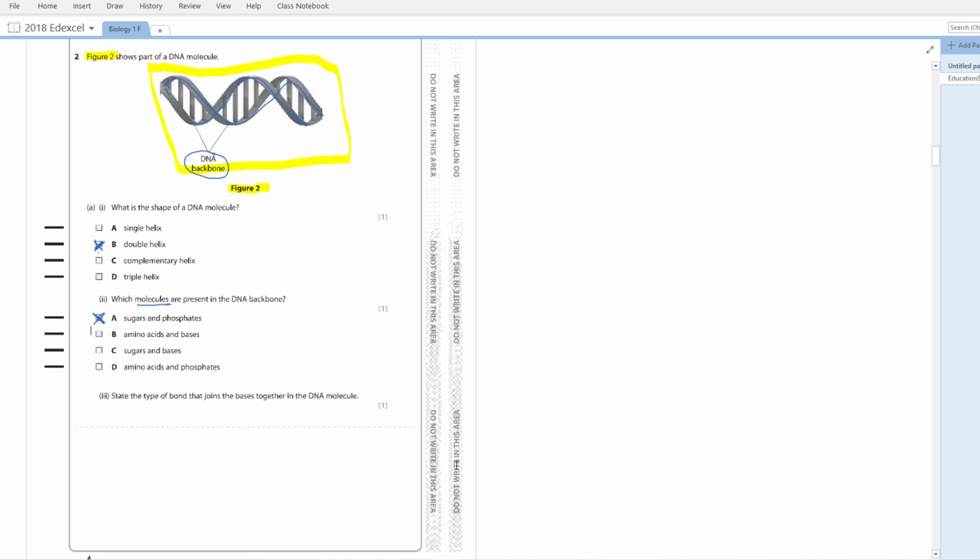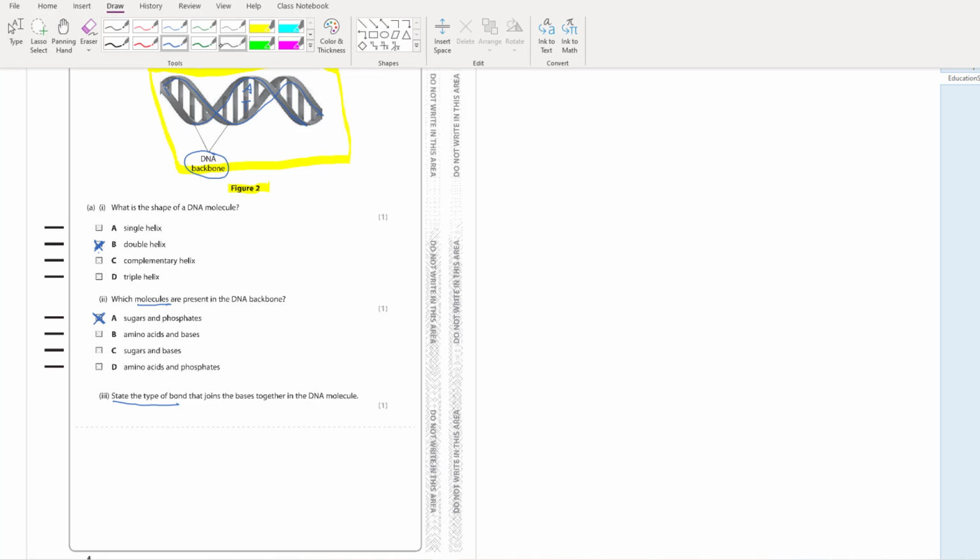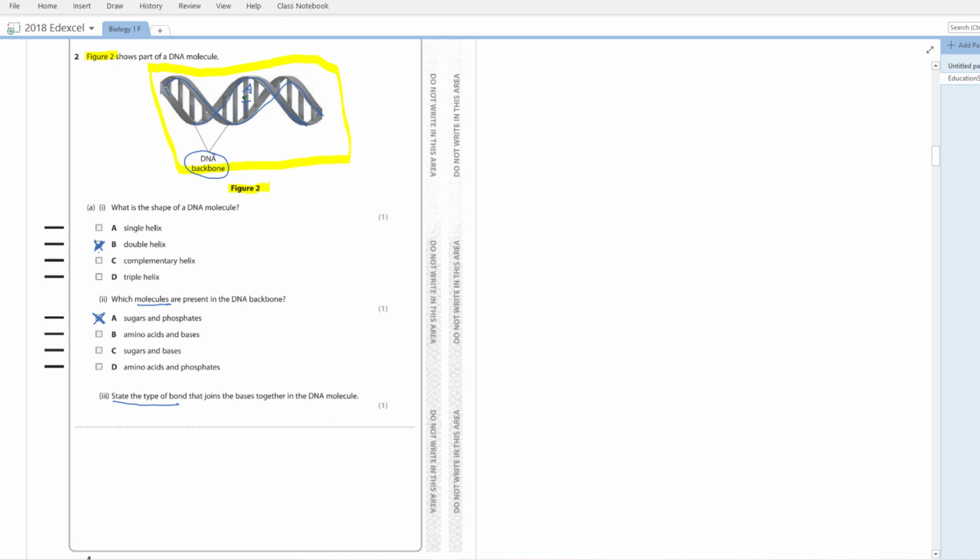And the last question is another recall question. The question says, state the type of bond that joins the bases together in the DNA molecule. If this is your DNA molecule here, you might have a base A and T joined together, and they are linked together with a bond. These bonds aren't very strong, and they are called hydrogen bonds. That's the name of the bonds that hold the bases together in a DNA molecule.